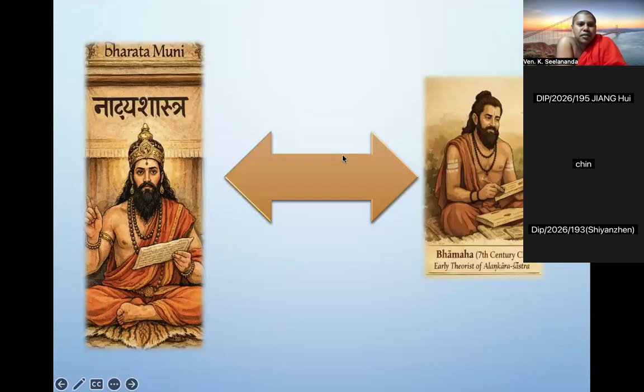As I mentioned before, Natya Sastra and Kavya Alankara, or Bharata Muni and Bhamaha. There is a gap. Bharata Muni lived before the Christian era, and Bhamaha lived in the 7th century of the Christian era. There is a gap between Bharata Muni and Bhamaha. And Bhamaha mentions some predecessors of the Kavya Alankara, and he explains some names and some works of Sanskrit rhetoric.